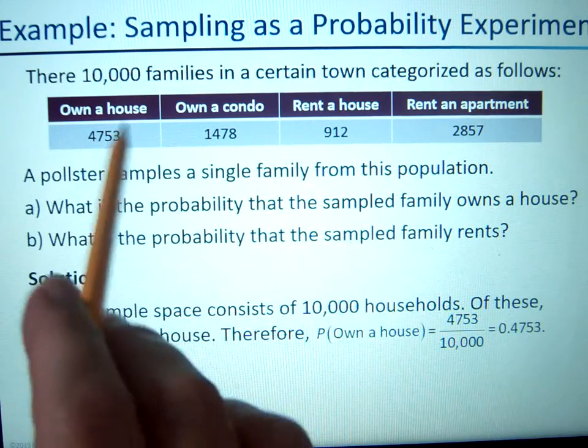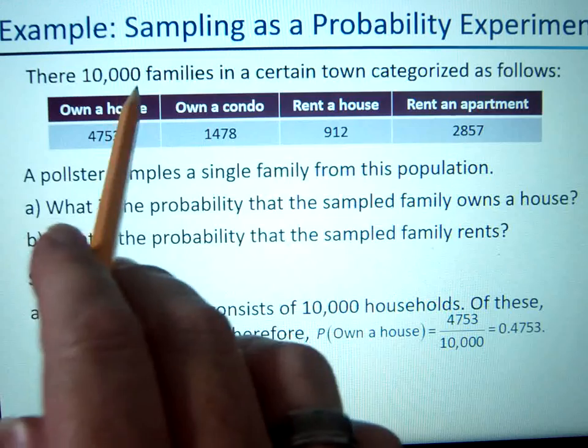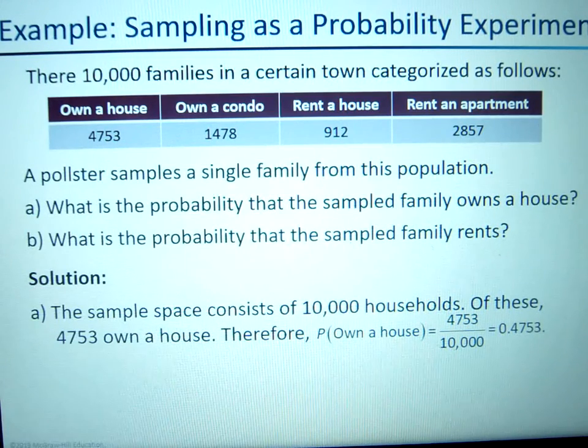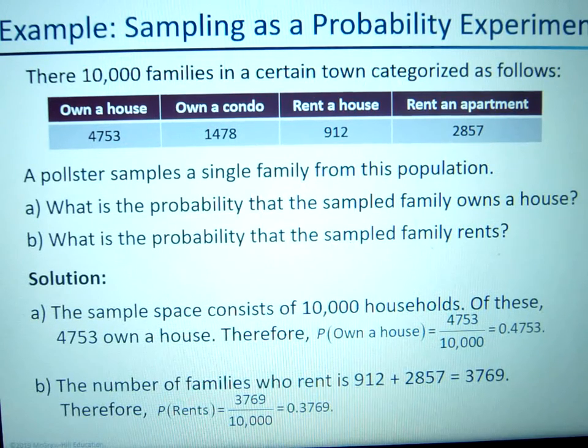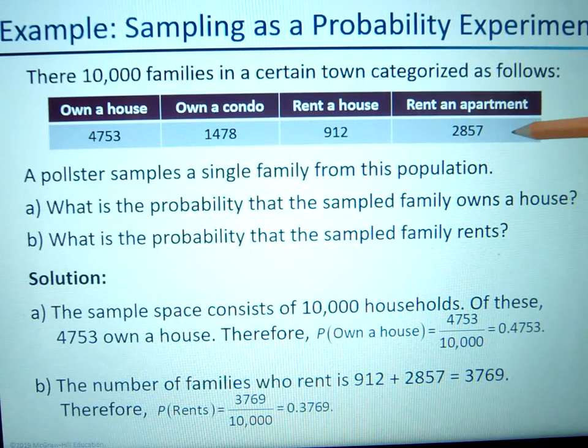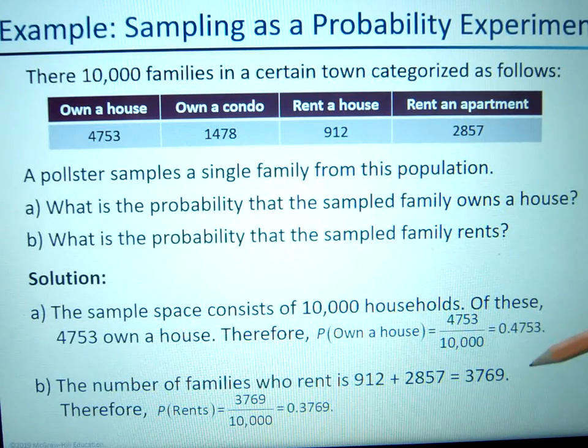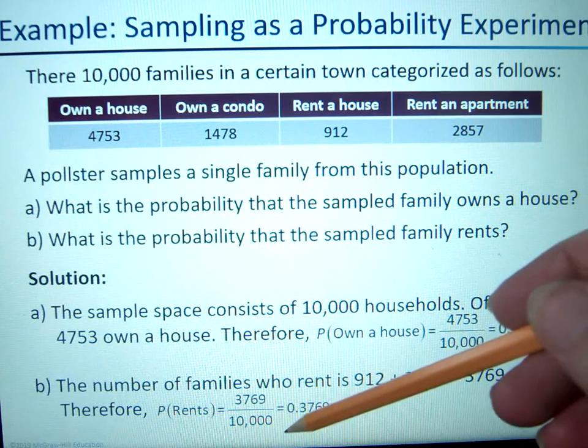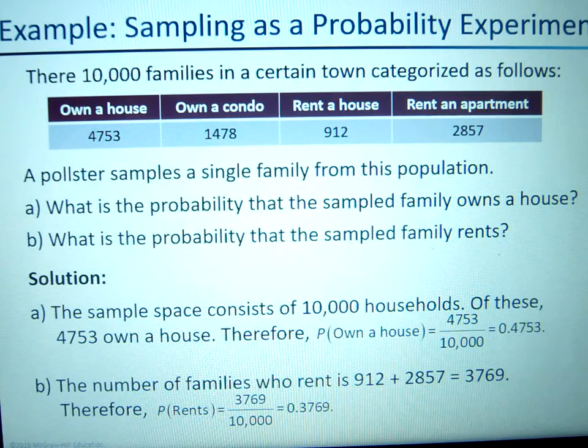So we look here and we see the number out of 10,000 that own a house would be 4,753. And we're going to put that over the total, and then our probability that they own a house would be 0.4753. The number of families who rent would be renting a house or renting an apartment. So we would add those together and then put that over our 10,000, and we get 0.3769.